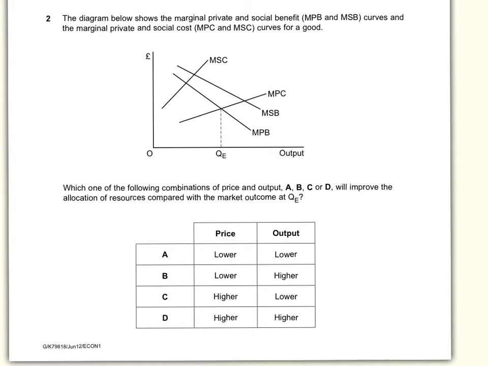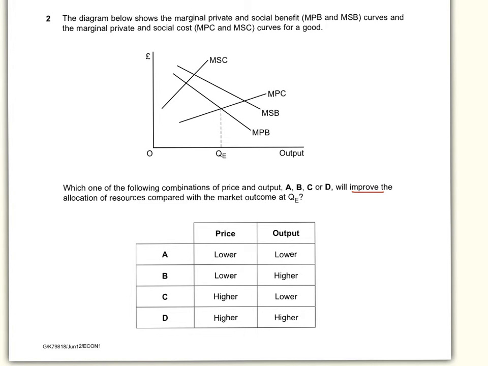Question 2 introduces the notion of market failure. So the diagram puts both marginal cost curves and marginal benefit curves on, so it's more complex than you tend to use in your written answers. And it's a question of trying to work out what's the social optimal. So, what's going to improve the resource allocation compared with the market outcome?